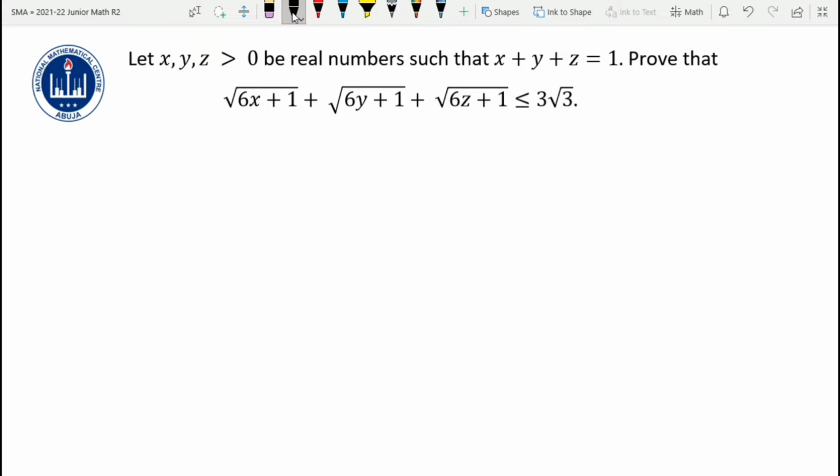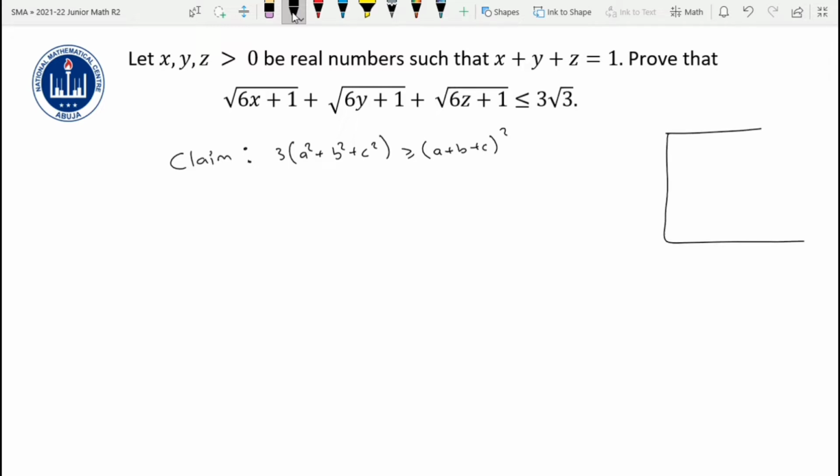In solving this question, we're going to make use of a claim, and the claim is that 3 into a squared plus b squared plus c squared is greater than or equal to a plus b plus c squared. You can prove this claim with Cauchy-Schwarz, but in this video we're going to prove it with AM-GM. So I'll just write down what the AM-GM inequality is, in case there's someone that is new to it.